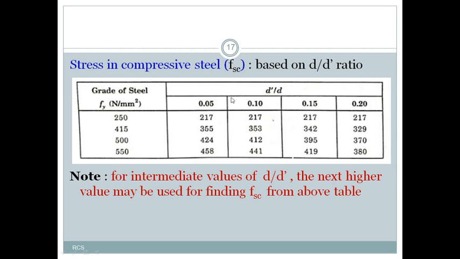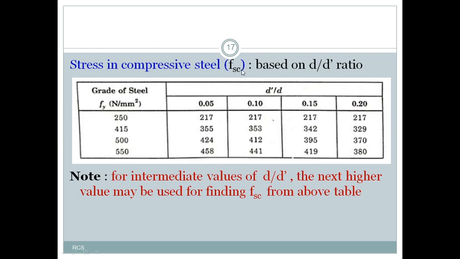Sometimes you may get the exact value of this, or sometimes you may not get exact values. If you are not getting intermediate values between 0.05 to 0.1 or 0.1 to 0.15 or 0.15 to 0.2, you can take the intermediate values of d dash by d. The next higher value may be used for FSC from the above table. Dear students, please correct it. It is not a d by d dash value, it is a d dash by d value. You just follow this table, some typographical mistake here, right? So this is how we calculate FSC.